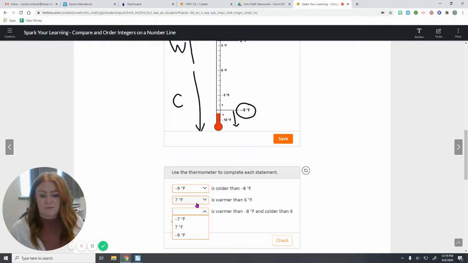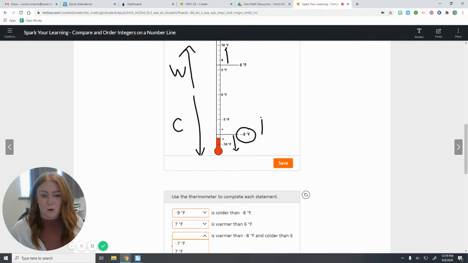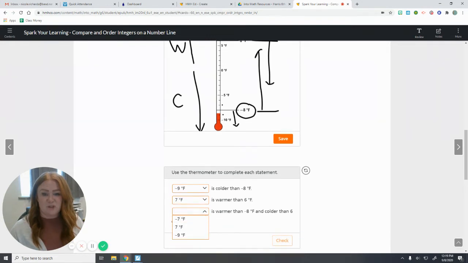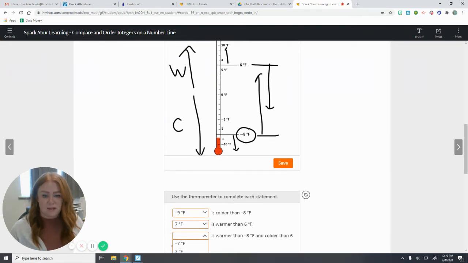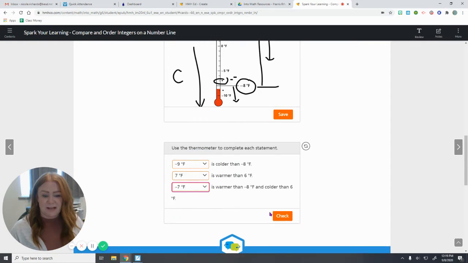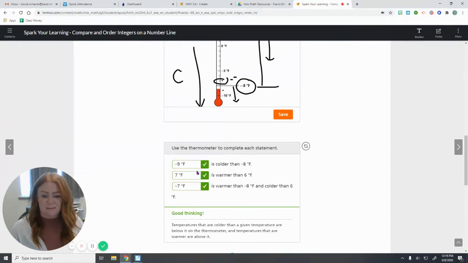Now we are looking for a temperature that is warmer than -8, but colder than 6. So somewhere in between these two. I can see -9 is too cold, +7 is too warm. So the temperature between here that I have an option of choosing, colder than 6, warmer than -8, is -7 here. So I'm going to go ahead and select that. You can check your work there.